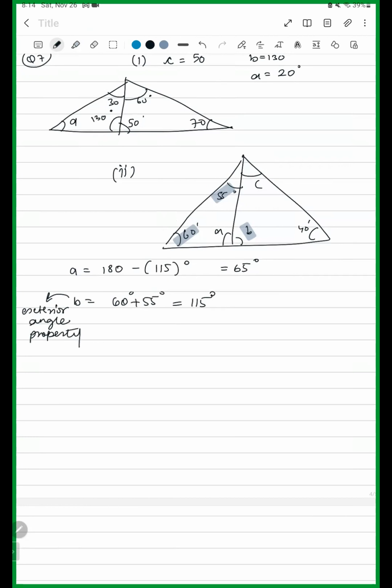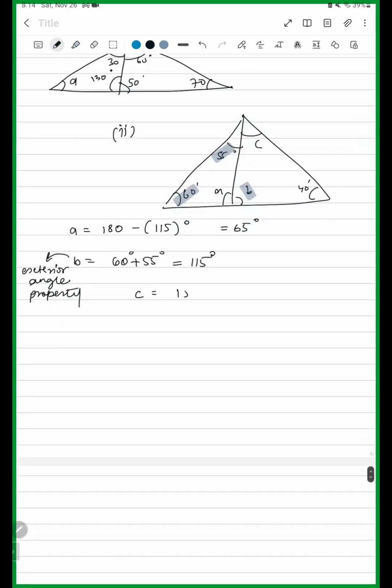And then we will say C plus 115 plus 40 is 180. Very good. C plus 155 gives 180. Yes. And then we subtract it. It will be C is equal to 15. No, sorry, 25. 25. Very good.